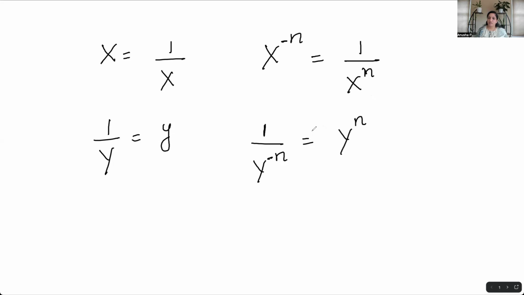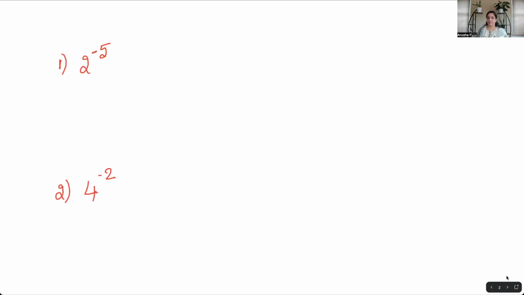Similarly, if you have 1 over y to the power of minus n, in the denominator, if you have a negative exponent and you move that to the numerator, it will become a positive exponent. Okay, let's start with a few examples.